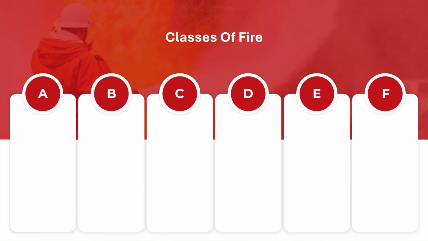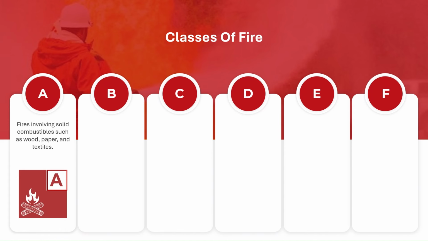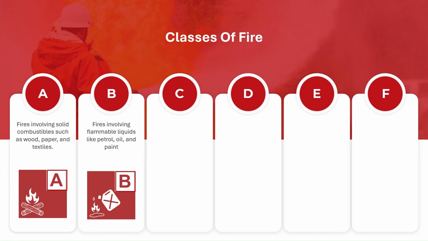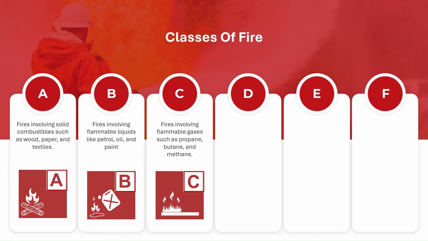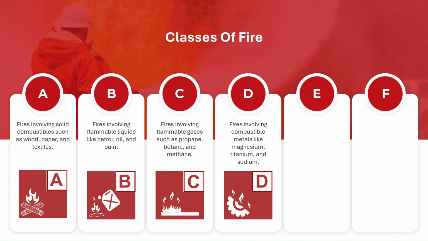Fires are categorized into different classes based on the type of fuel involved. This helps us choose the right extinguisher. Class A fires involve solid combustibles such as wood, paper, and textiles. Class B fires involve flammable liquids like petrol, oil, and paint. Class C fires involve flammable gases such as propane, butane, and methane. Class D fires involve combustible metals like magnesium, titanium, and sodium.